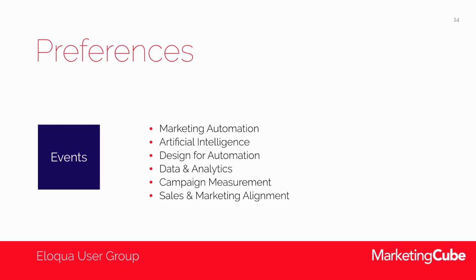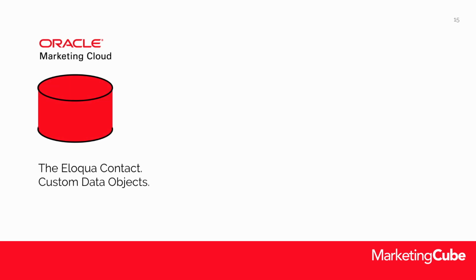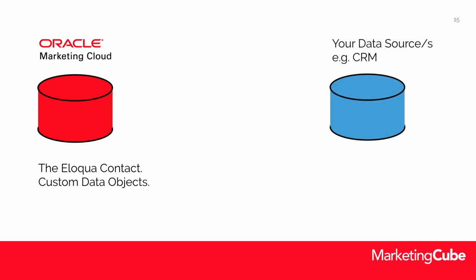Let's have a closer look from a data point of view and understand how that actually works. If we look at Eloqua as a big database, for want of a better description, it contains essentially two things. One is the Eloqua contact, the other is custom data objects, and it's the email address that links the custom data object to an individual contact. If we go over the other side of the world of data to the CRM, the CRM will have things like the lead, the contact, the account, and also potentially custom data objects, which can be mirrored into Eloqua.